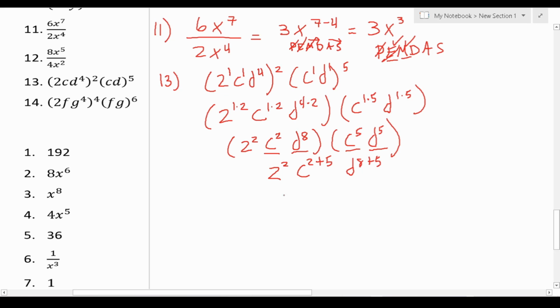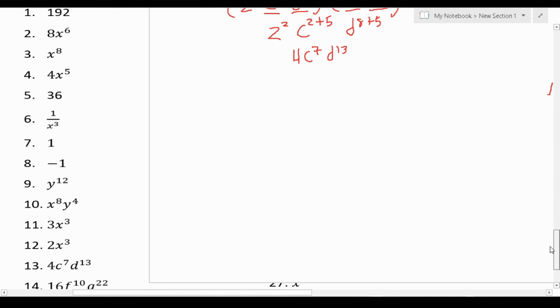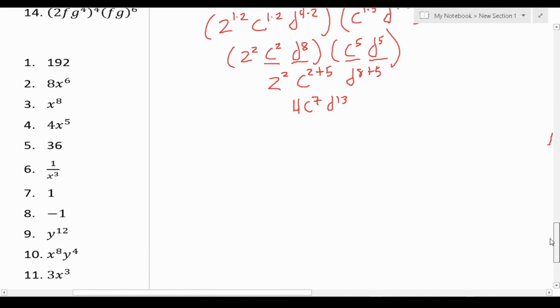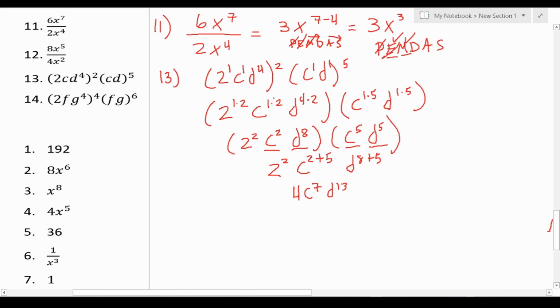Now we can simplify this. 2 squared is 4. C, 2 plus 5 is 7. D, 8 plus 5, 8, 9, 10, 11, 12, 13. Okay, so that was that one. Pretty challenging. Again, we did the power rule twice for each of these inside the parentheses. Then we did the product rule to combine those via multiplication. So that was that one.